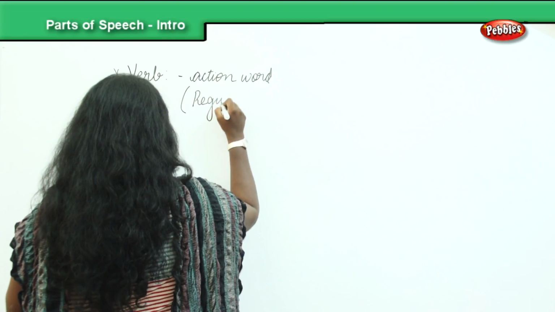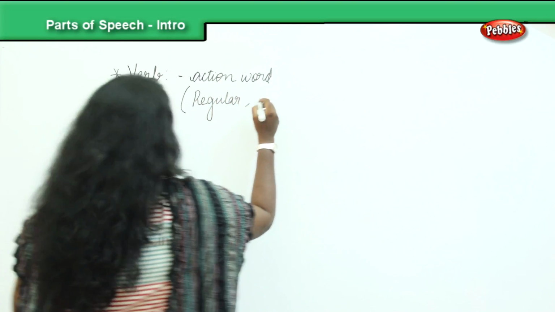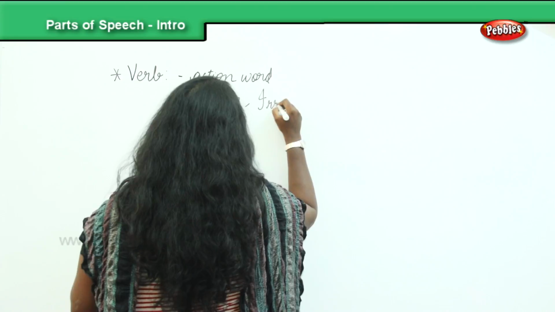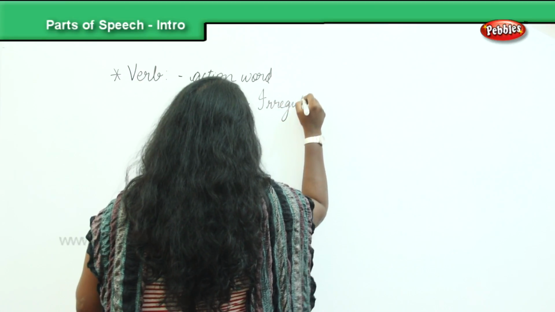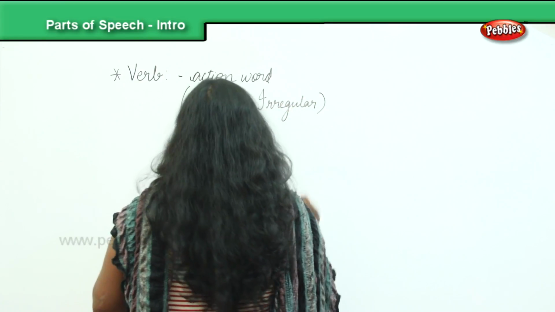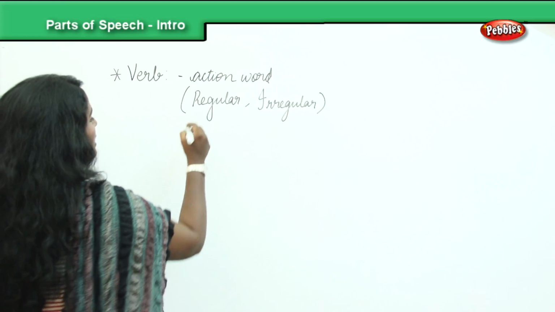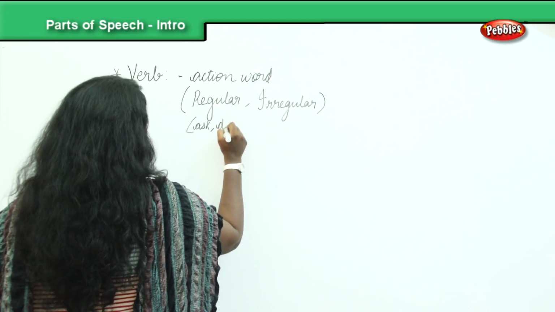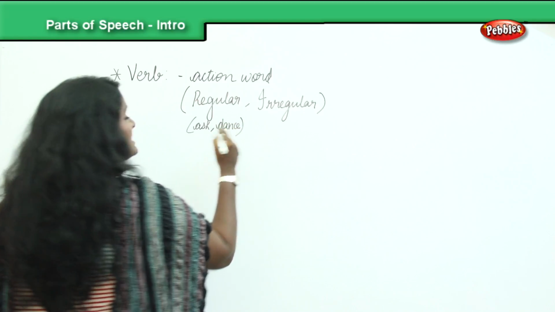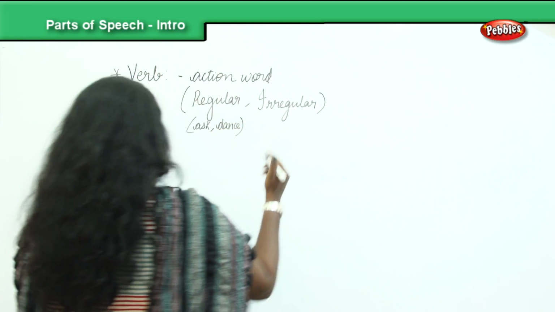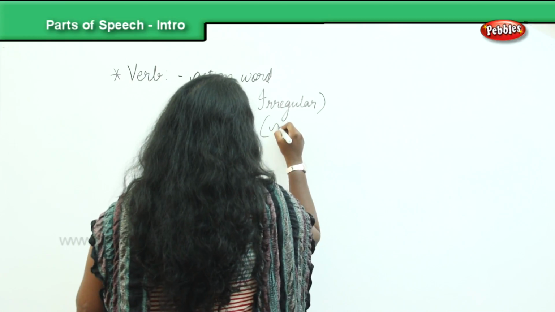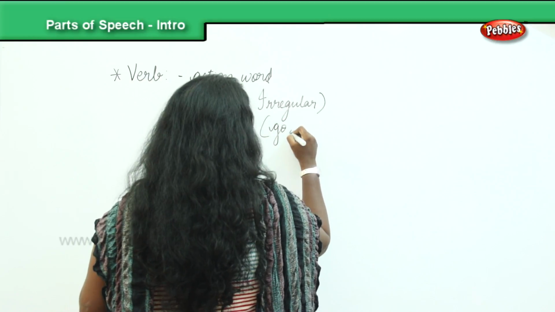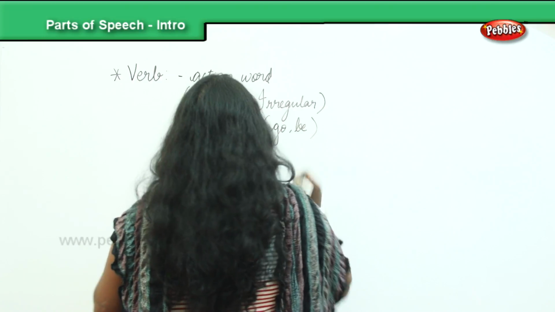It can be regular or irregular. If it's regular, it's going to be words like ask, dance, swim, sing. If it's going to be irregular, it's going to be words like go, be, etc.